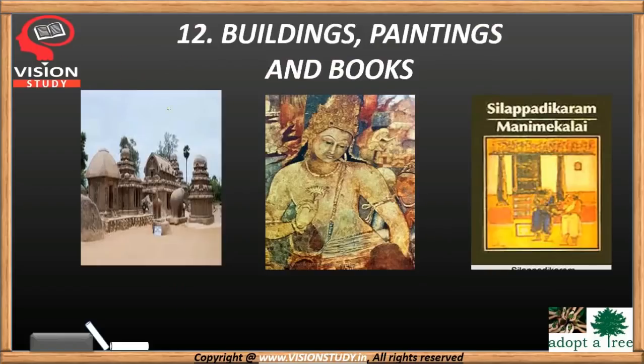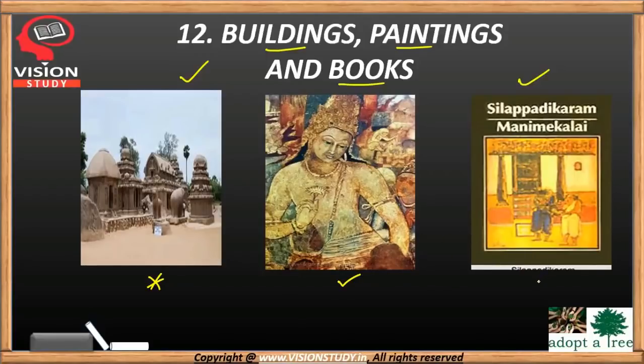The 12th chapter, Buildings, Paintings and Books. As the name says, we are going to study about the architecture, the books and certain paintings. In the chapter we would be reading about the monolithic temple, the stupas, the architecture, how Shrenis, the associations of merchants, helped build the stupa, get more beautiful, more magnificent. What were the paintings in Ajanta? Why are these paintings important? Because they directly come in examinations.